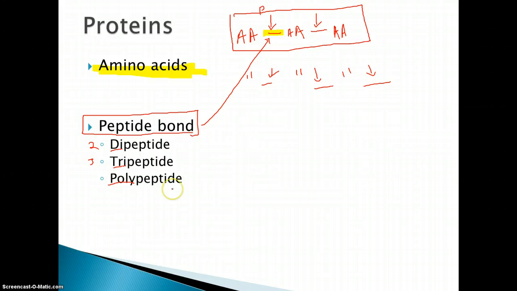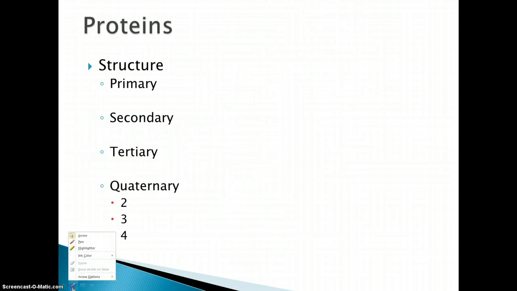And polypeptides are more than 3, and usually they average about 50 peptide bonds. 50 peptide bonds. That's a big number, but that's the average size of a true protein. Alright, so the structure of proteins. Well, there are main structures of proteins. There is primary, secondary, tertiary, and then large proteins are quaternary.